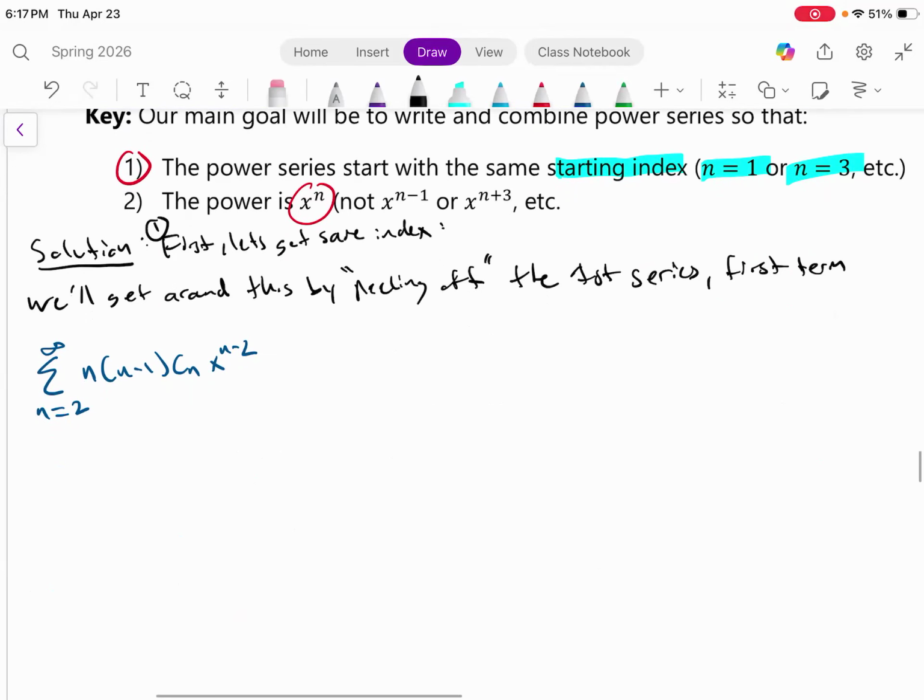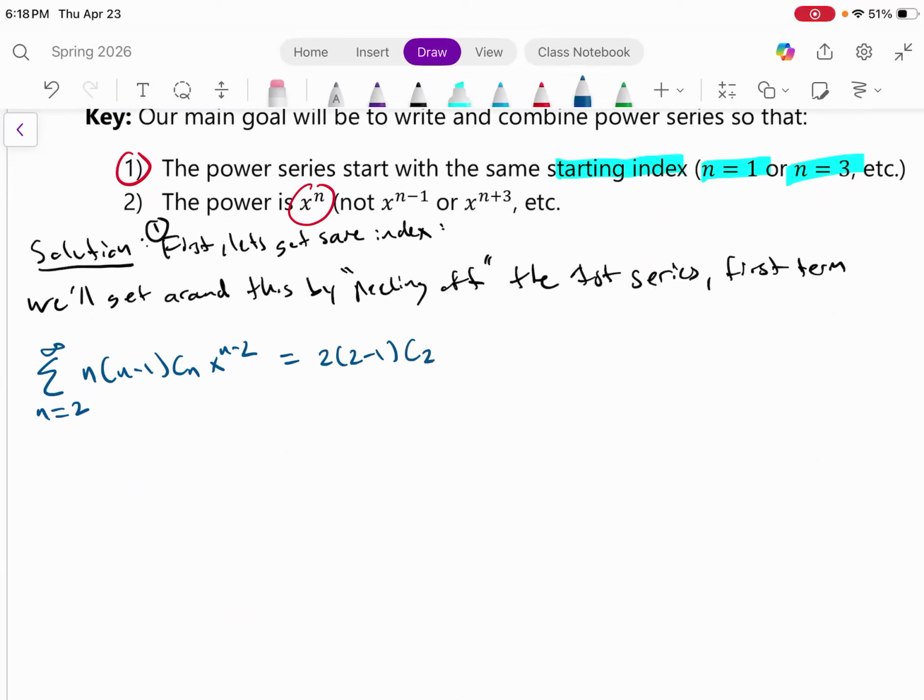Okay, so what we can do is peel off essentially. So I'm going to peel off the n equals 2 term here. If I peel off the n equals 2 term, that means I'm plugging in n equals 2 for n. So this would be like 2 times 2 minus 1, c2, x to the 2 minus 2. And I'm only peeling off the n equals 2 term. So this would be like n equals 3 to infinity now. And it's just the same series. Okay, and this is n equals 2.